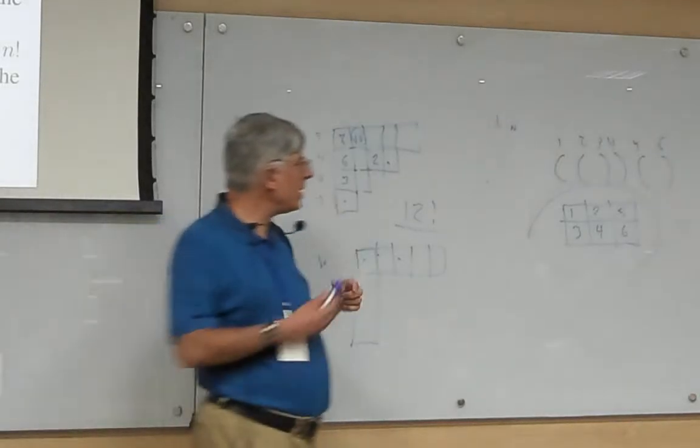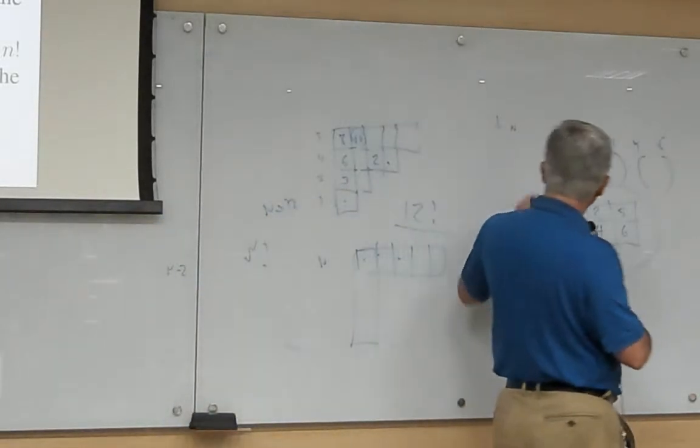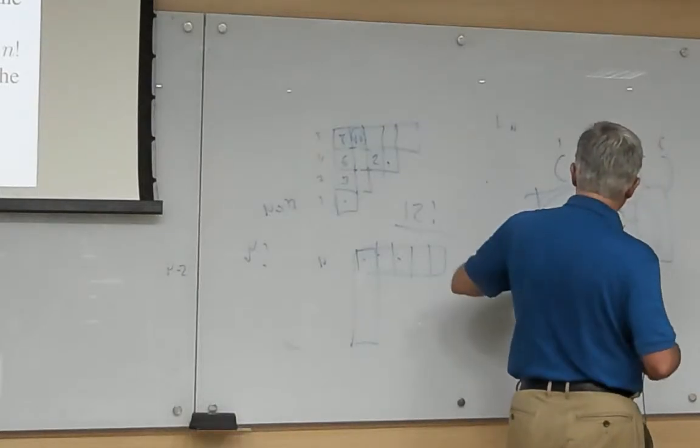Now, how many of these things are there? How many parenthesizations are there?